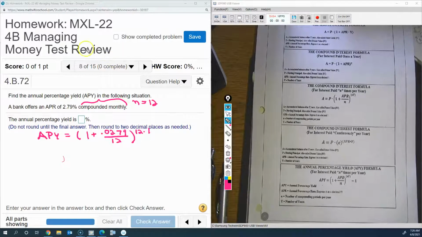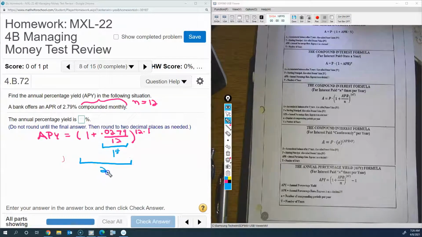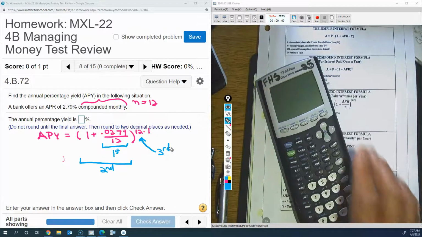And the biggest thing on these is just knowing the order in which you have to do these. So that gets done first. Then the rest of the parentheses gets done second. And then you do the exponent third. And after each one, we're hitting enter.